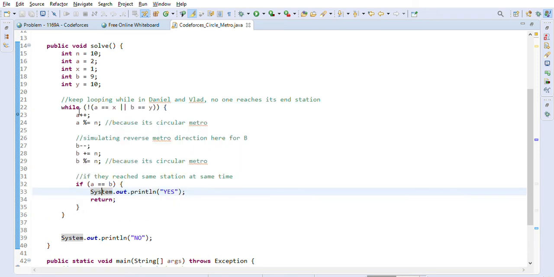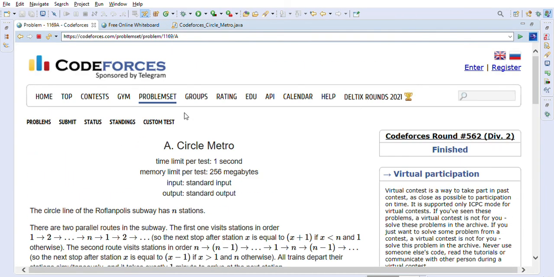We will keep incrementing a in one direction, and we will keep decrementing b, because of opposite directions. And once they reach the end, we always have to do mod, to make sure that they are on a circular path. So we will keep looping until at least one of them reaches their end station. Once they reach the end station, our while loop will terminate, in case we don't find any corresponding station where they are meeting at the same time. So this is the approach to solve the Codeforces problem, Circle Metro.